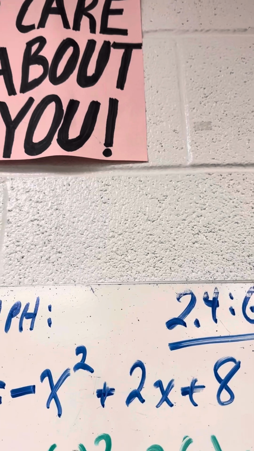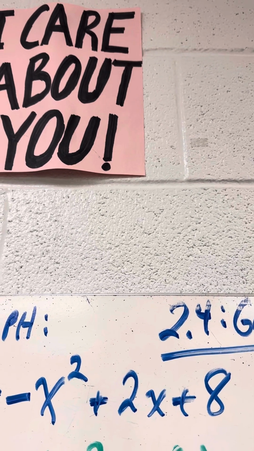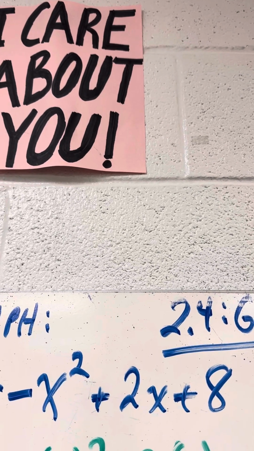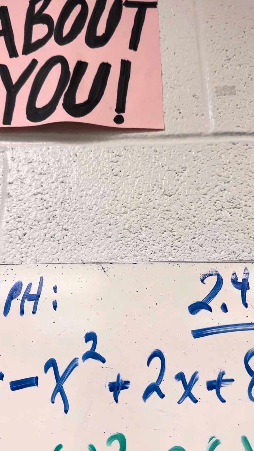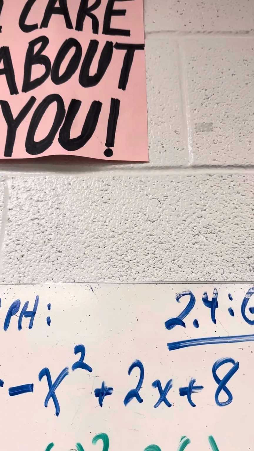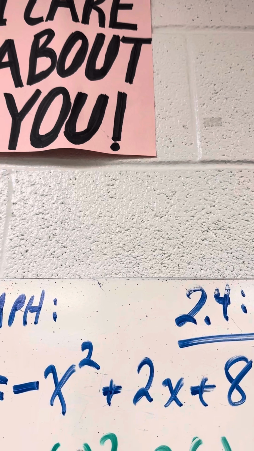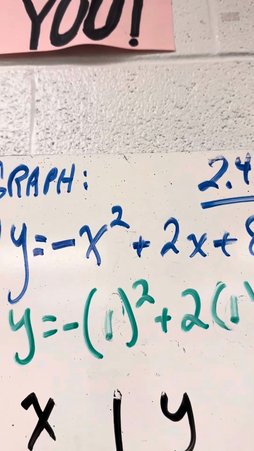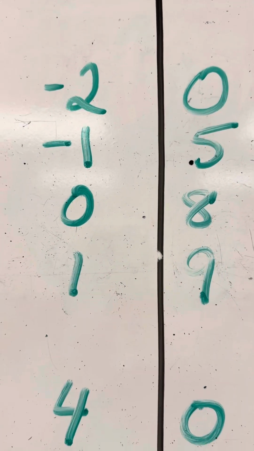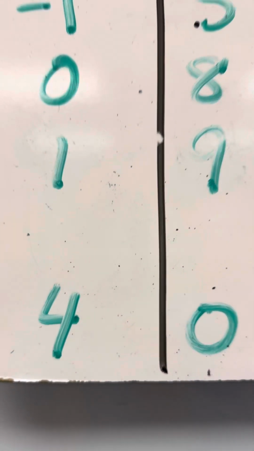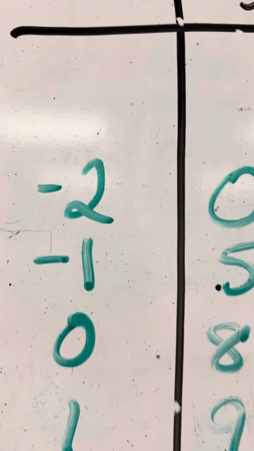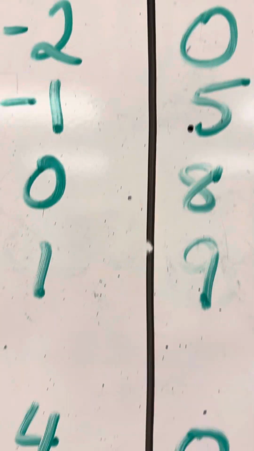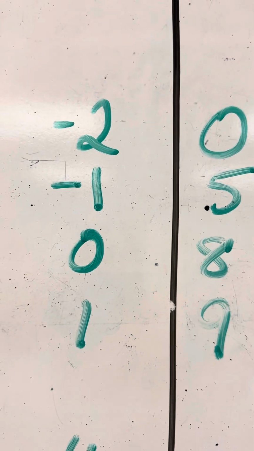What times what makes 8, and makes a difference of 2, okay? So 4 times 2 is 8, right? 4 minus 2 is 2. So I'm going to use negative 2 and positive 4. And you're going to find that negative 2 makes 0 and positive 4 makes 0.